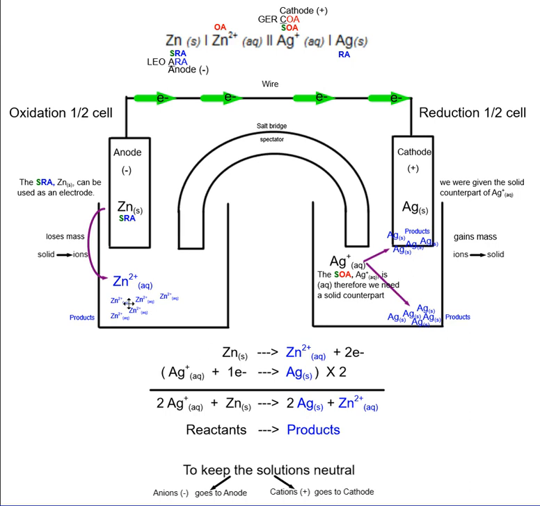The ions produced is more positive. So the product of the anode in this case is more positive. So this solution, this half cell is becoming more positive.